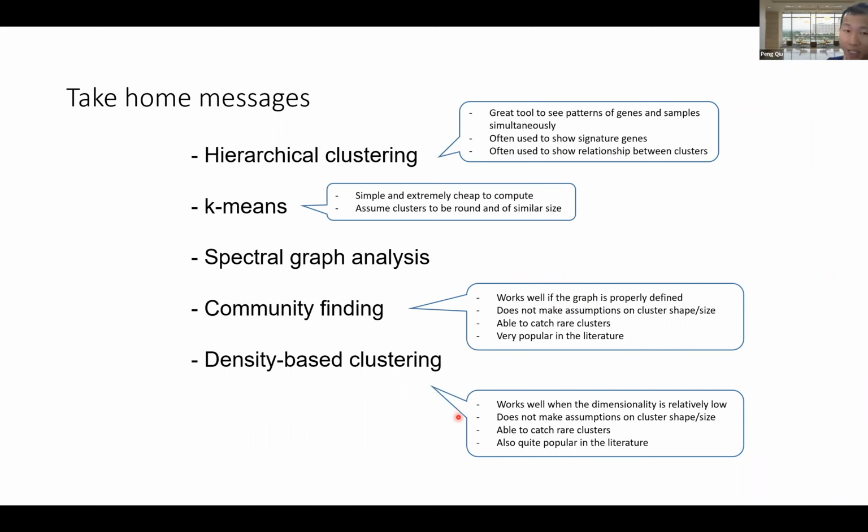All right, so density-based clustering. Its advantage is, again, that it does not make any assumption of the shape and size of the clusters, and it also can catch rare clusters. But the caveat is that density-based clustering depends on the densities we estimate. And usually in data with very high dimensionality, let's say 50 dimensions, and we only have a few thousand data points, in those cases our estimation of the local density of each data point is very poor.